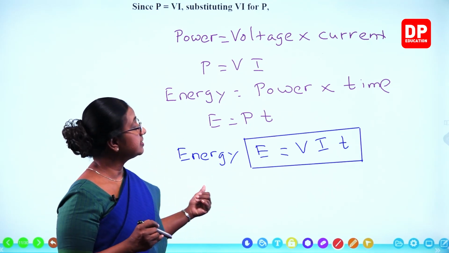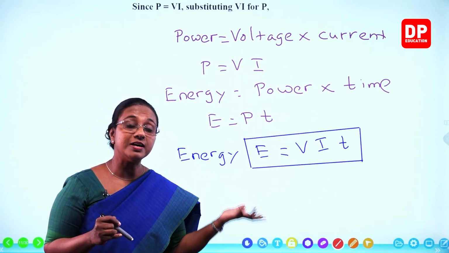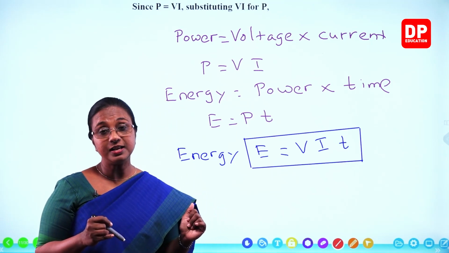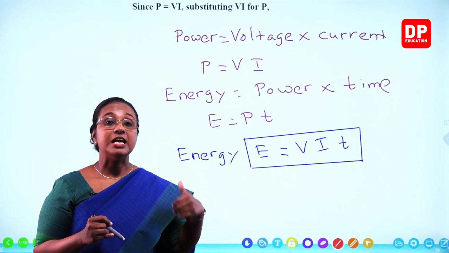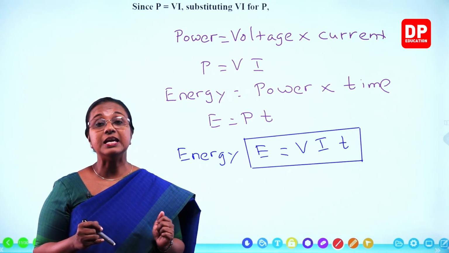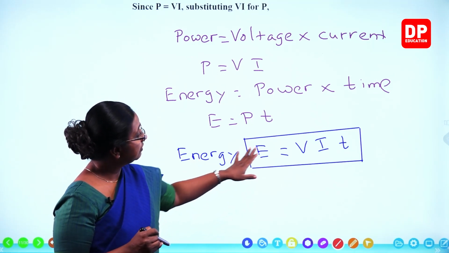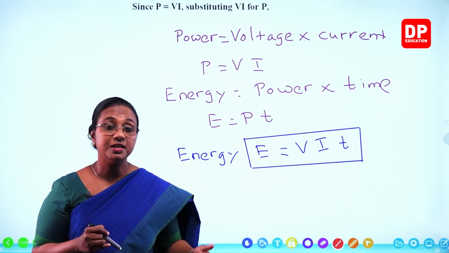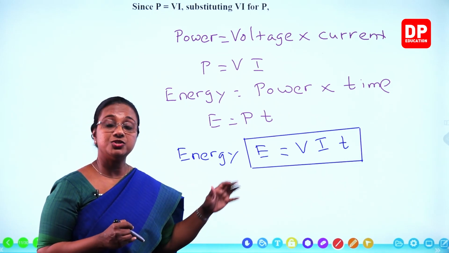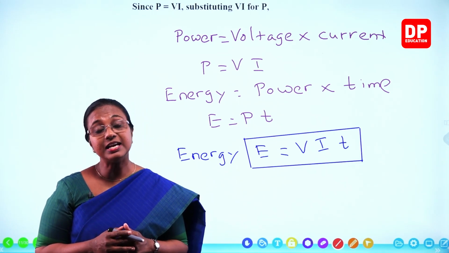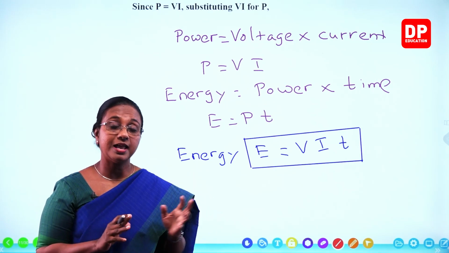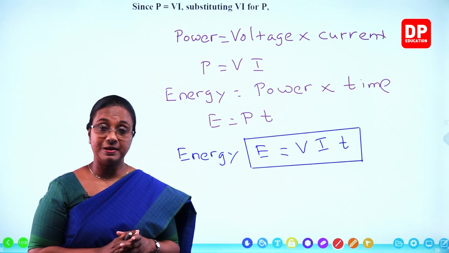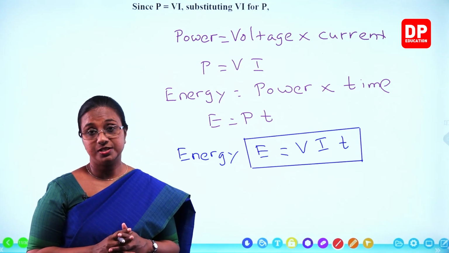So if you know the power and the time the electric appliance was operated, you use the first equation, E equals PT. But instead, if you have the values of voltage, current and time, then you use the second equation, E equals VIT. So both can be used to calculate the energy consumption of an electric appliance. Is that clear to you all, students?